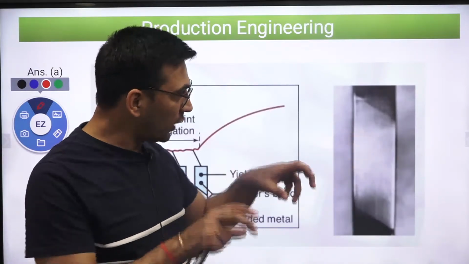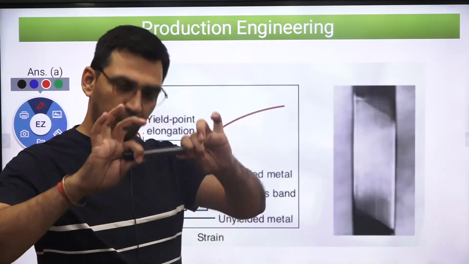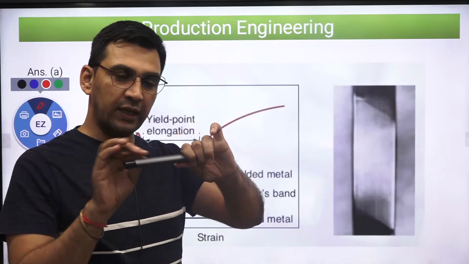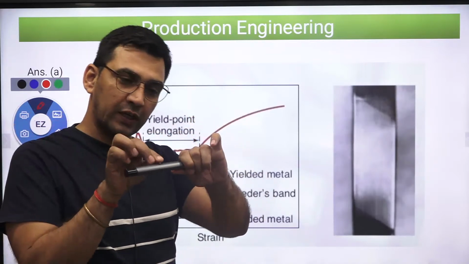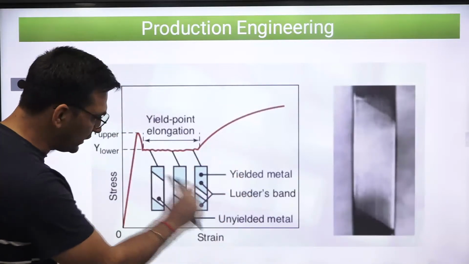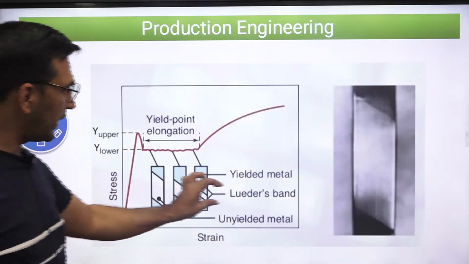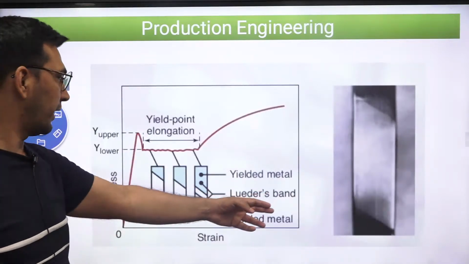When it yields locally, it means in certain areas of the material. For example, if I pull it or stretch it, then the whole of the material will not be pulled, but locally it will get yielded. Let us say at some area. So what will happen is, some kind of bands will appear on the material. So those bands are known as Luder's bands, right?